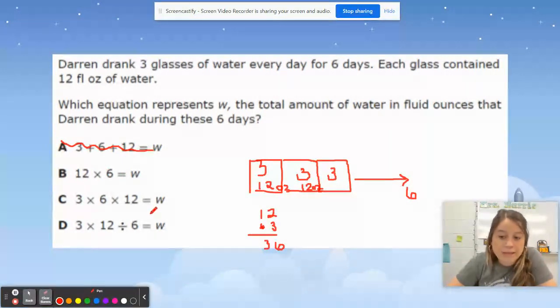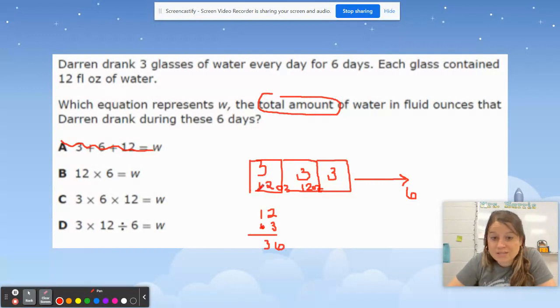This would be all multiplying. That's a maybe. Dividing. I'm not really dividing up days, right? I want the total. The total amount over the 6 days. So this day plus this day plus this day plus this day, which we know adding is the same as multiplying. So I'm going to get rid of that division one too. It's kind of throwing me off.